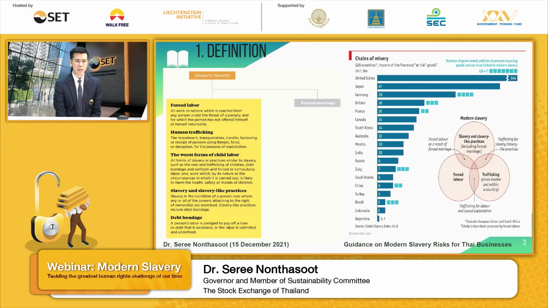If you take a look at the guidance, you can see that we have provided definitions about modern slavery. The definitions are here on the left-hand side, and the graph on the right-hand side can provide you more understanding as well, that there are 3 components of modern slavery: forced labor, trafficking, and also slavery and slavery-like practices. These are the 3 components of modern slavery, and they are basically overlapping.